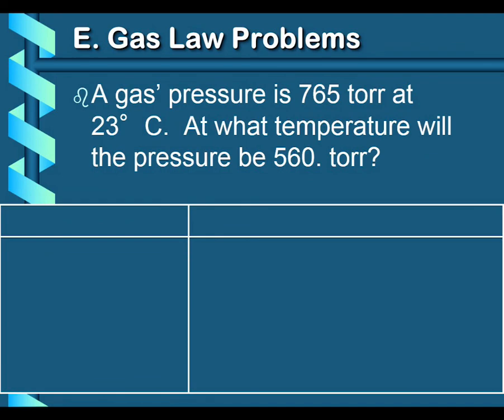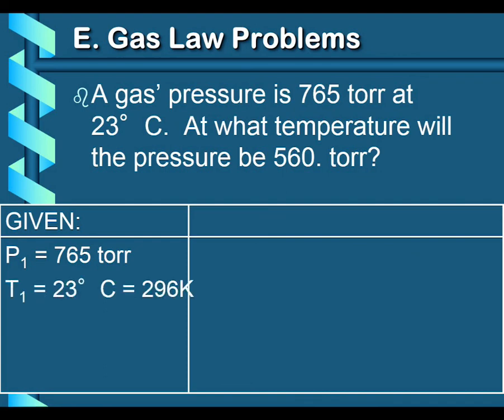In the last example, a gas's pressure is 765 torr at 23 degrees Celsius. At what temperature will the pressure be 560 torr? So our given information, we have 765 torr, which is pressure 1, at 23 degrees Celsius, which is temperature 1. There it is in Kelvin, 296. And then it says at what temperature, so we're going to be looking for T2 that matches up with the second pressure of 560 torr.